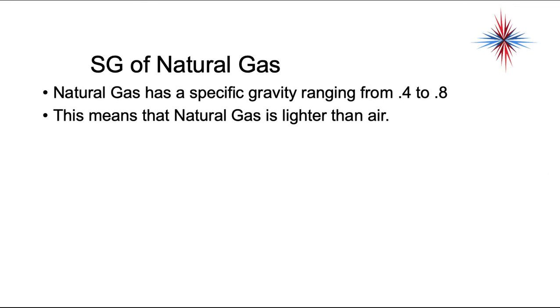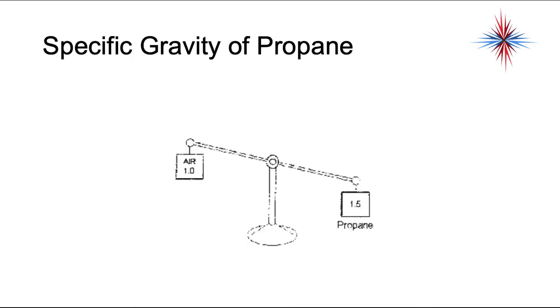Okay, which is what I just showed you on the chart. Natural gas has a specific gravity ranging from 0.4 to 0.8. That means natural gas is lighter than air. So if there's a gas leak in a basement, the natural gas is going to rise into the rest of the building. That's important from a safety standpoint. Specific gravity of propane is 1.5 compared to air's 1.0. Again, let's look at this from a safety standpoint.